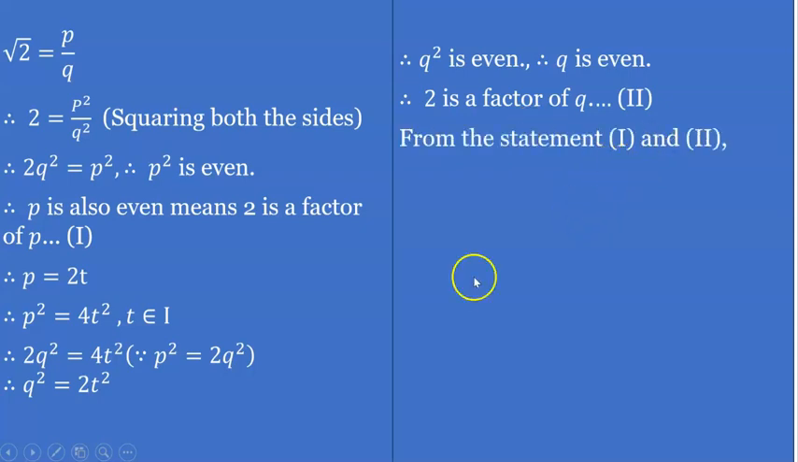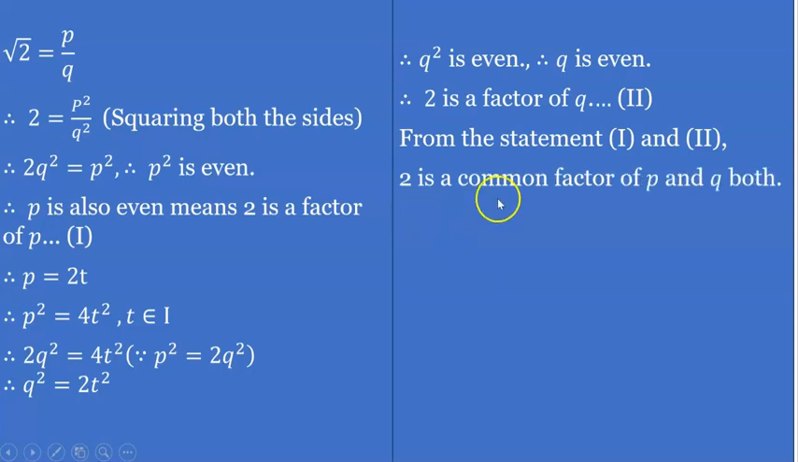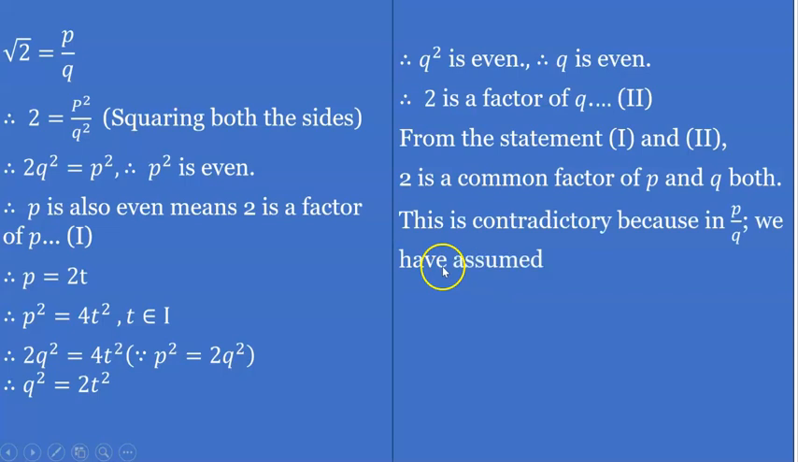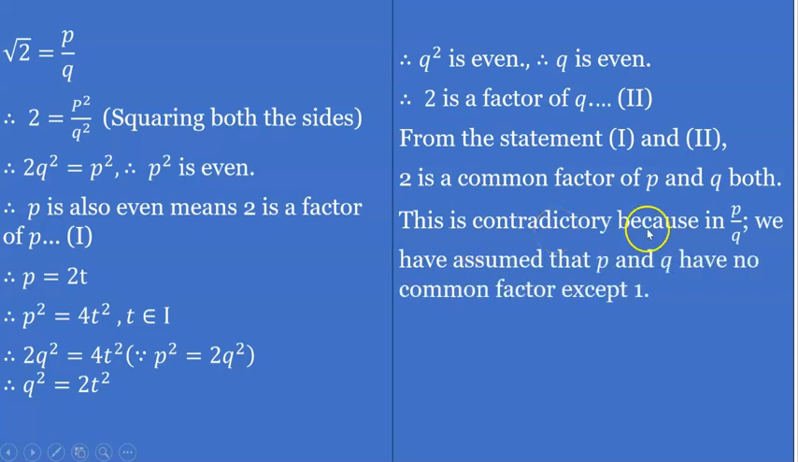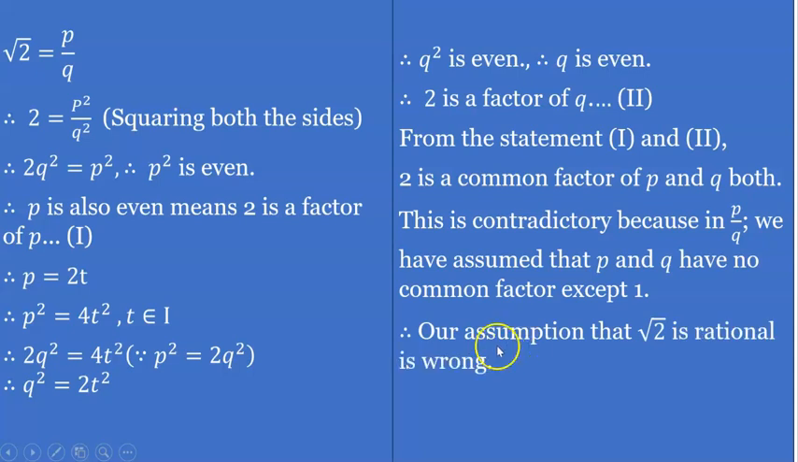From 1 and 2, 2 is a common factor of p and q both. This is contradictory because in p upon q, we assumed that p and q have no common factor except 1. Our assumption that root 2 is a rational number is wrong and hence root 2 is an irrational number.